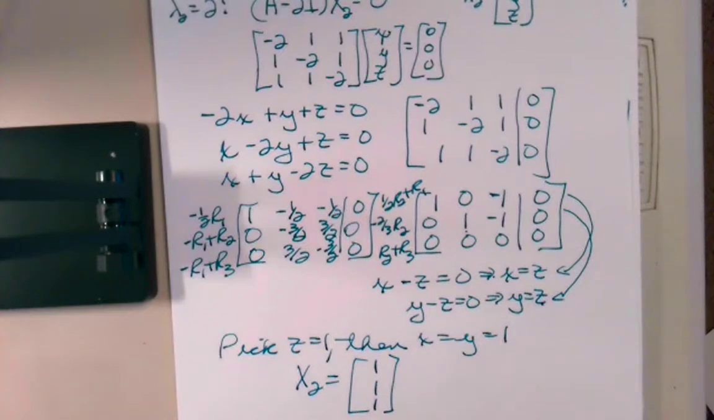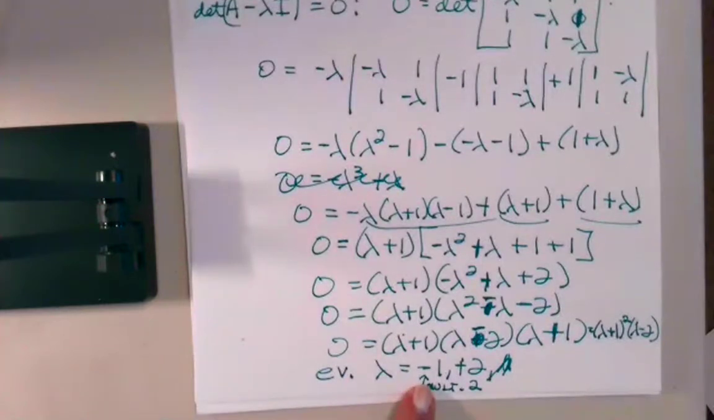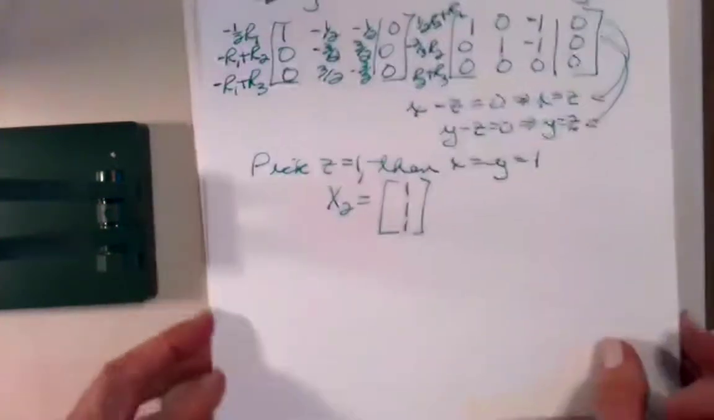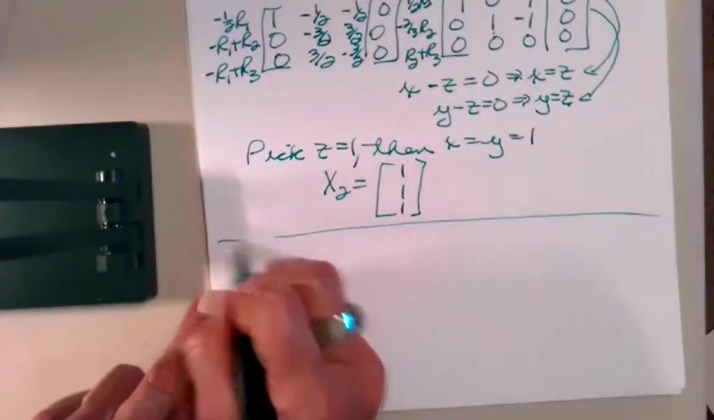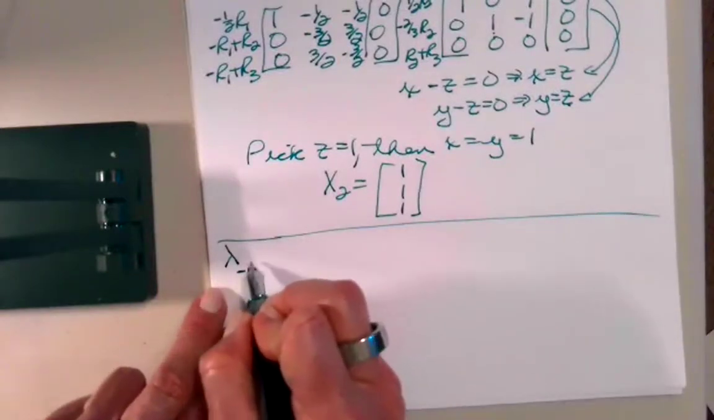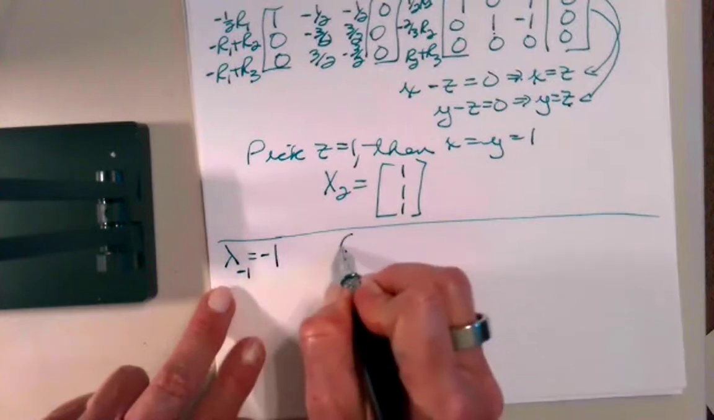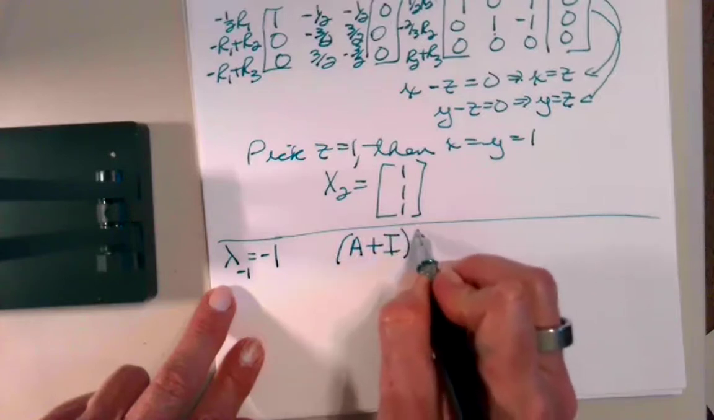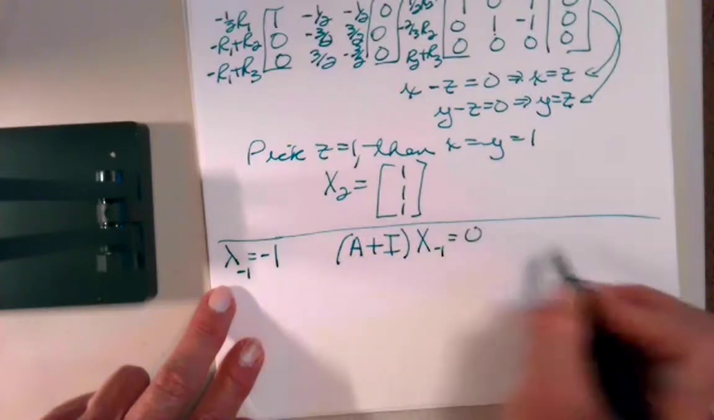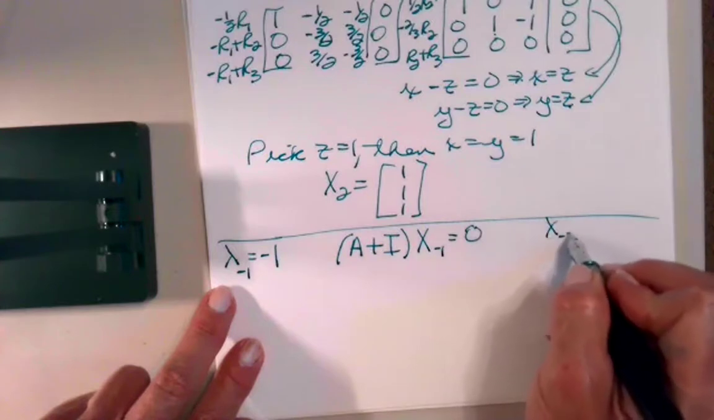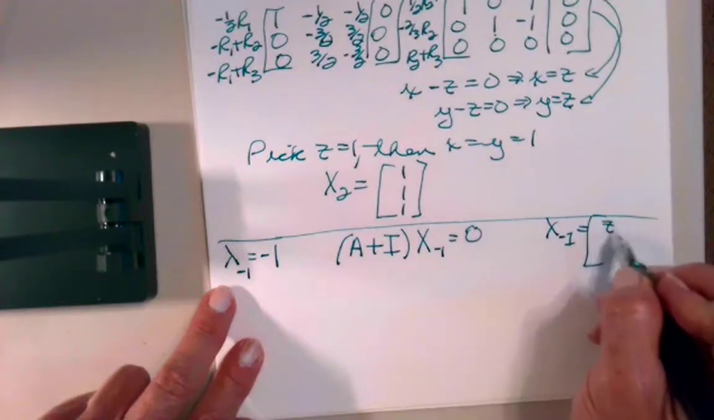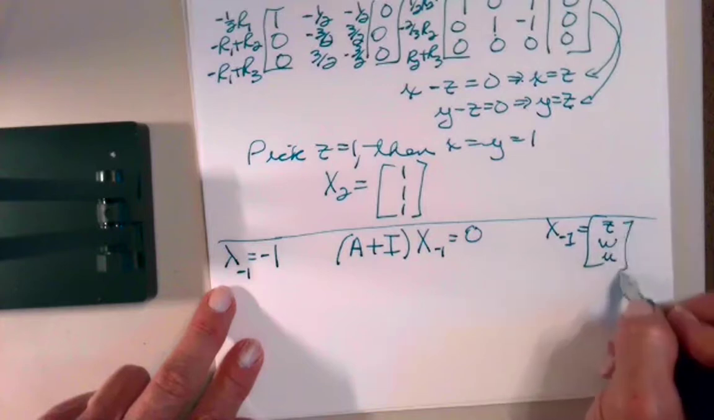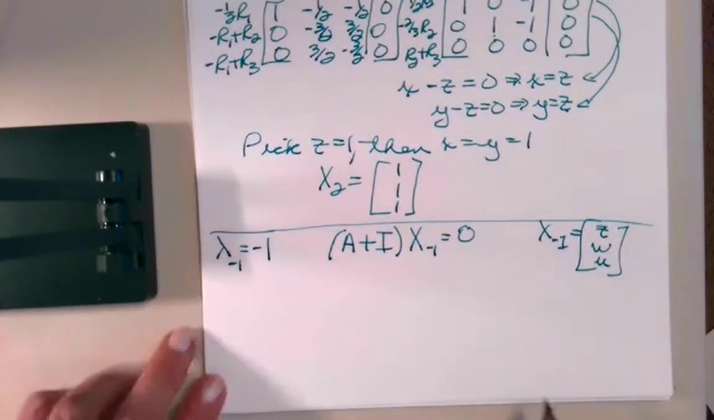Now we have to find the eigenvector for lambda equals -1, because that was our other eigenvalue. So now we start the same game again with lambda equals -1. So we have to look at A minus -1 times the identity, times its eigenvector, has to be the 0 vector. So let me call the eigenvector z, w, u. It has 3 unknowns.